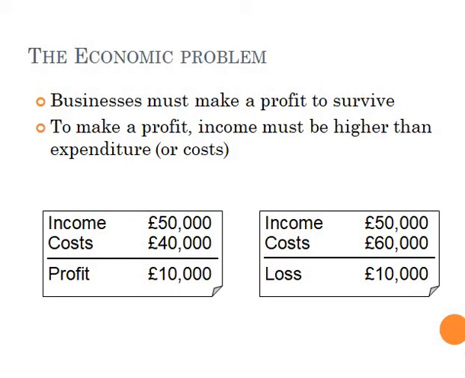Let's say, for example, your income of your business is $50,000. The cost is $40,000. This means that you are getting a profit of $10,000. If you weren't making any profit, you will not be able to survive for a longer period of time. On the contrary, if your income was $50,000 and the costs included were $60,000, then you are having a loss of $10,000. This means that you will not continue with this business and you will close eventually.